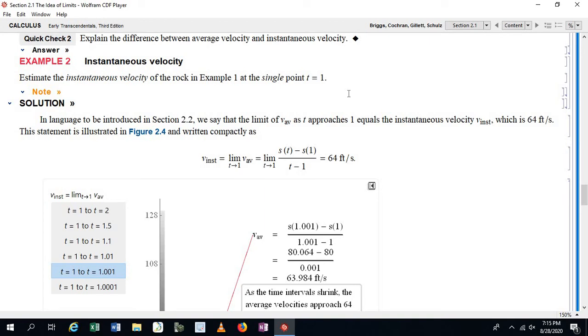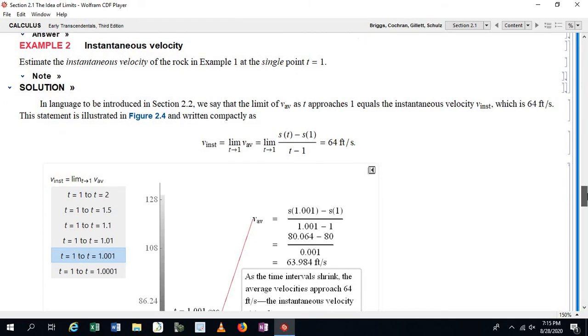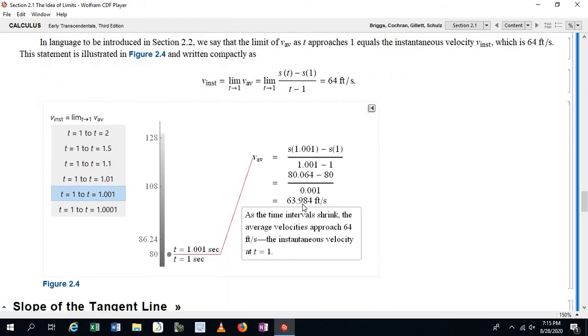The answer is, we're going to find the limit of these average velocities as this t value on this right-hand side approaches 1. Whatever the limit of the average velocities as t approaches 1 is, that's the instantaneous velocity when t equals 1. And I think you can see that these average velocities are getting closer to 64.